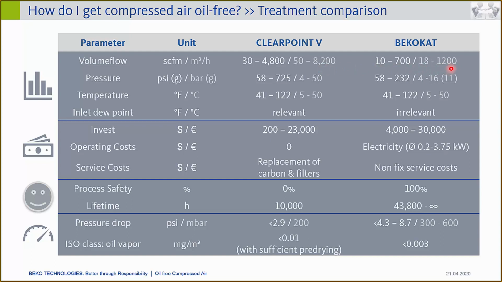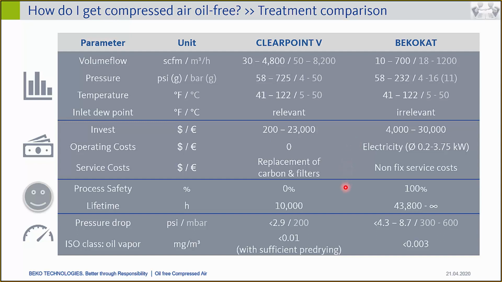You can also integrate several BEKO-CAD in parallel installation. That's what we have also done, particularly in the automotive industry, where they have a high demand on airflow. Pressure is slightly different. Temperature is almost equal. What is very different is the inlet dew point. We already talked about that. The operating costs are different because the BEKO-CAD is power supplied. And the major difference, I would say, is the process safety.